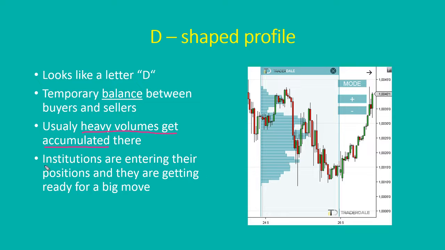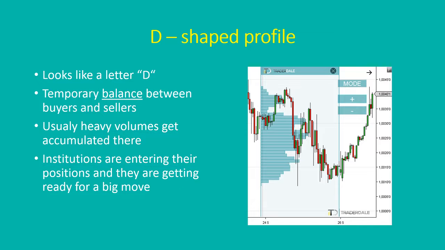In D-shaped profiles, what usually happens is that institutions are entering their positions and getting ready for a big move, for a trend move. Alright? But the most important thing you need to remember is this. D-shaped profile means balance. Alright? Balance between buyers and sellers.